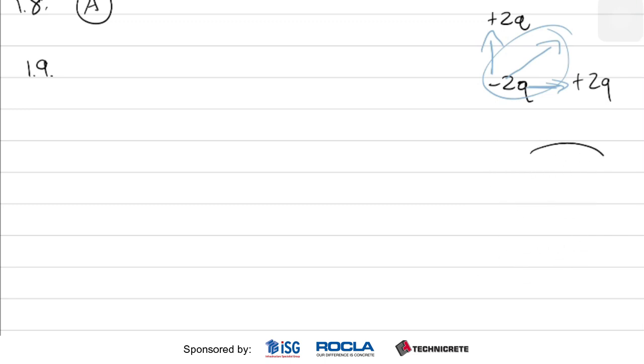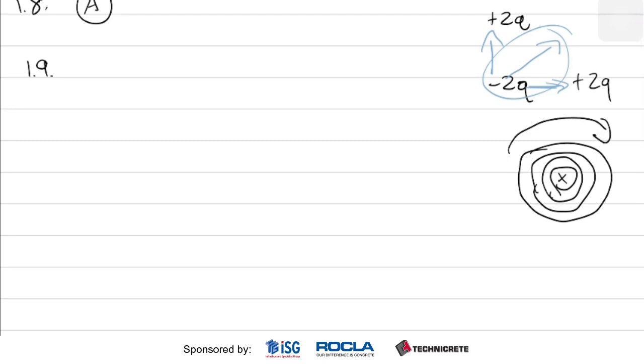However, for B, we have the same direction, but now we have an X in the middle. So if we now put our thumb down onto our piece of paper, our fingers are curling this way. And that agrees with what is drawn in the question. Therefore, our answer would be 1.9 B.